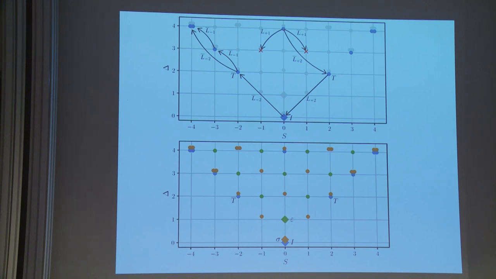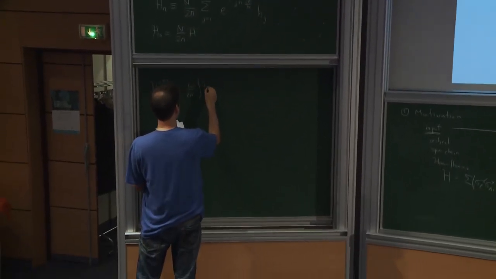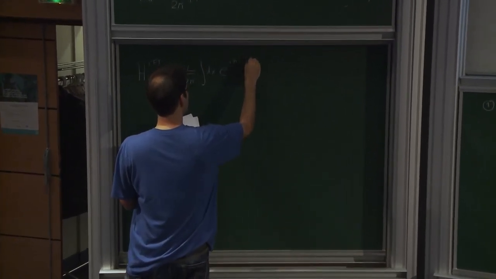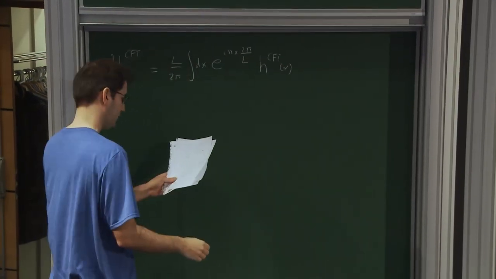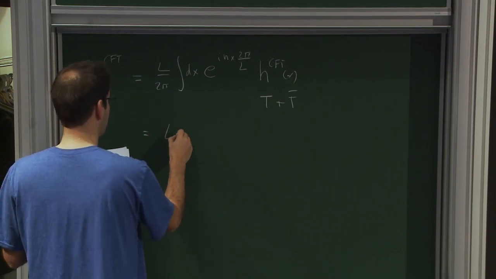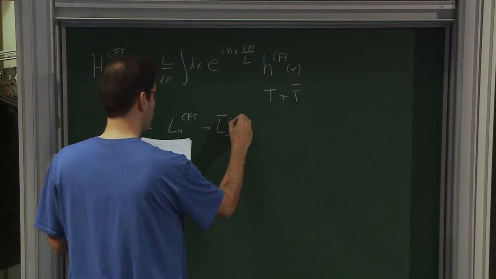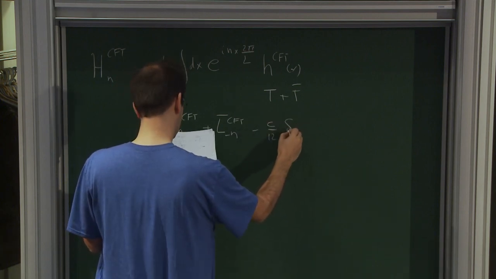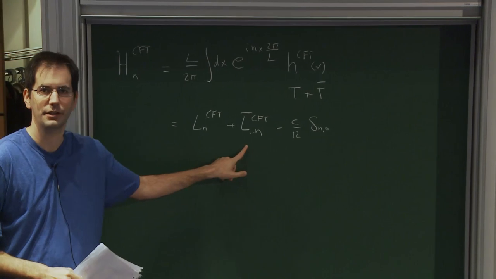Okay, so even at the level of CFT, the HN is nothing but L over 2 pi integral of dx, and then you Fourier transform this on the circle, and then you put the Hamiltonian density of the CFT. But now we just need to remember that this is T plus T bar. Okay? And then you can end up rewriting this as the Virasoro generators Ln and L minus n bar, minus c over 12 delta n 0. So basically having access to this HN is very close to having access to the LNs.